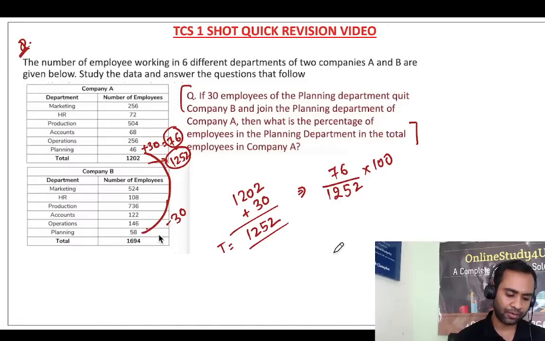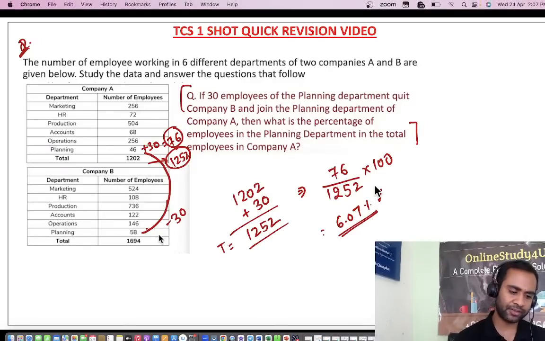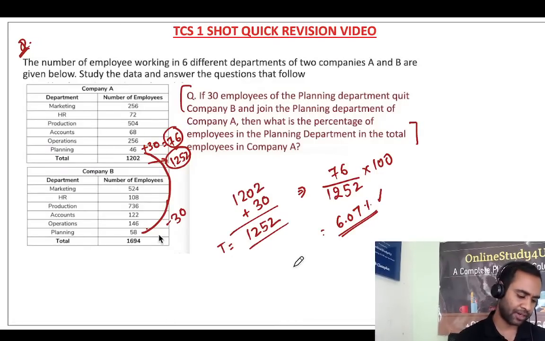76 divided by 1252, it's nothing but 6.07 percent, right? So it will be 6.07 percent, so that will become your answer. Clear? Any doubt for anyone?